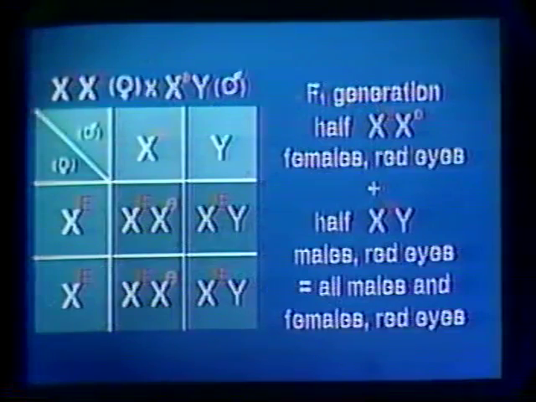When a female possessing 2 dominant genes is crossed with a male possessing a single recessive gene, the first, or F1 generation, will be about half females with red eyes, each carrying 1 dominant and 1 recessive gene, and about half males with red eyes, carrying only the dominant gene.